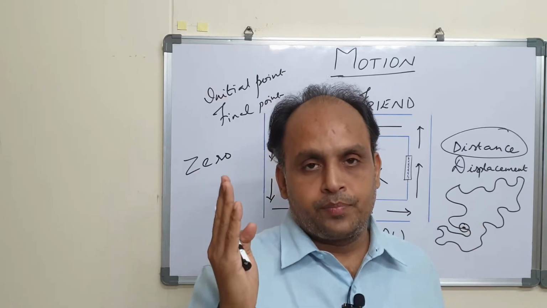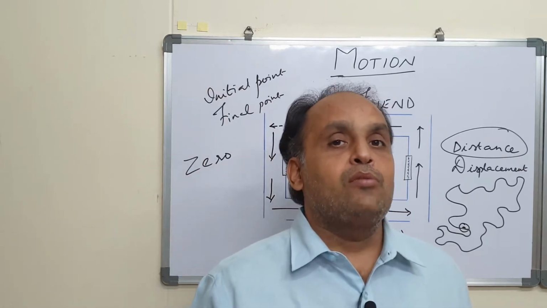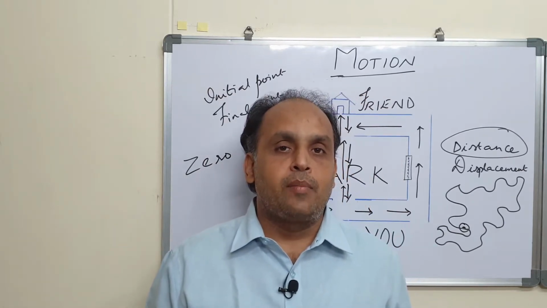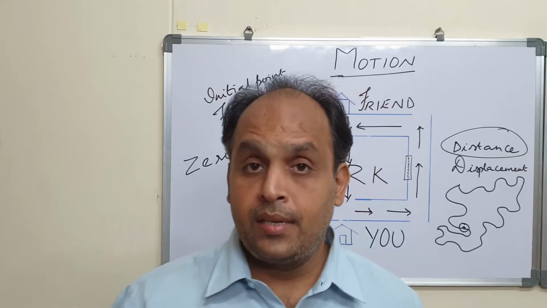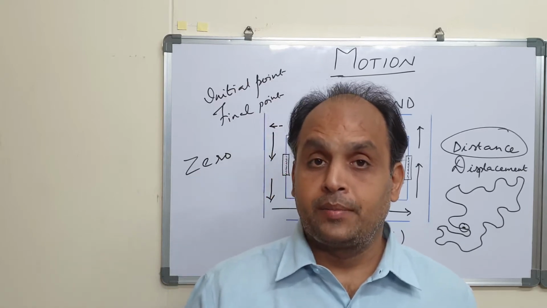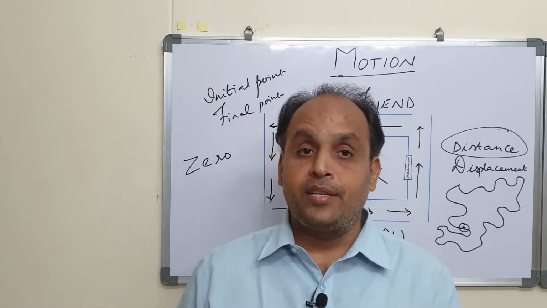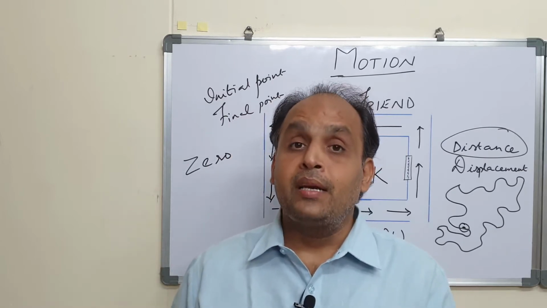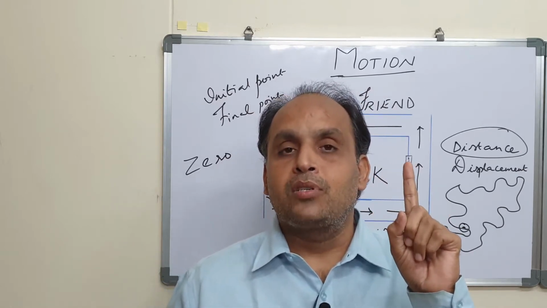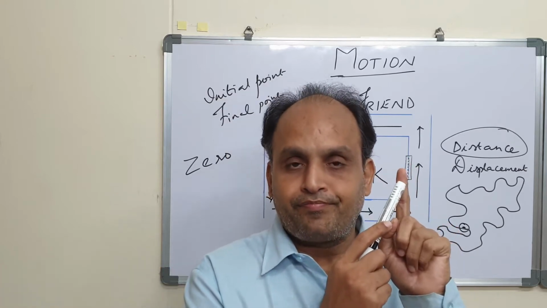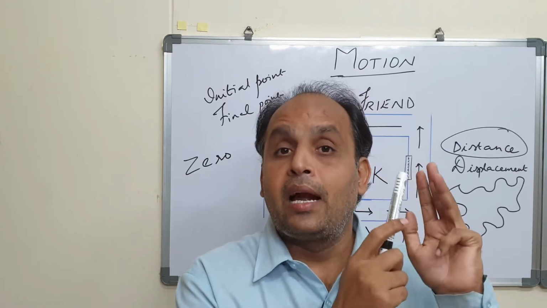Now, if you observe carefully, when I talked about distance, I was telling you that it is the length of the path covered by a body from the initial point to the final point. Whereas, when I talked about displacement, I said that it is the shortest distance between the initial and final points and also in a particular direction. So, when I was talking about distance, I was only talking about the length. Whereas when I was talking about displacement, I was talking about the length and also the direction.